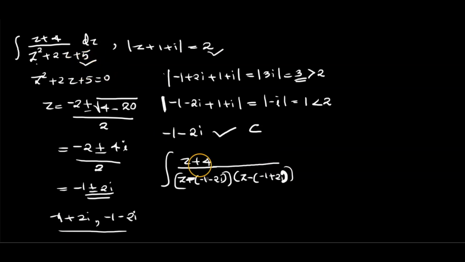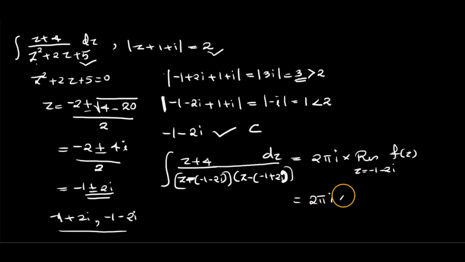This equation we can write as the integral of f(z) over (z − (−1 + 2i))(z − (−1 − 2i)) dz. This is equal to 2πi times the residue inside, the residue at z = −1 − 2i of f(z), and this is a simple pole. So this is equal to the limit as z tends to −1 − 2i of (z − (−1 − 2i)) times f(z).